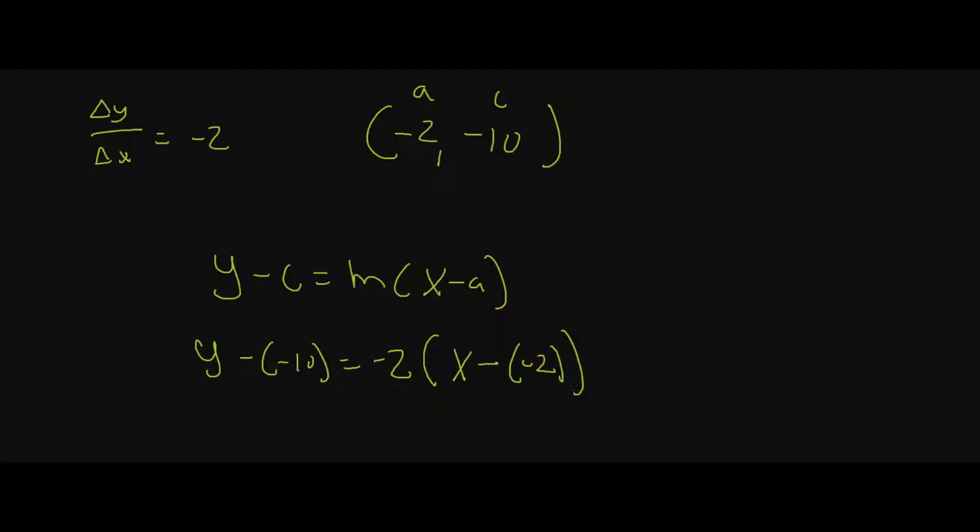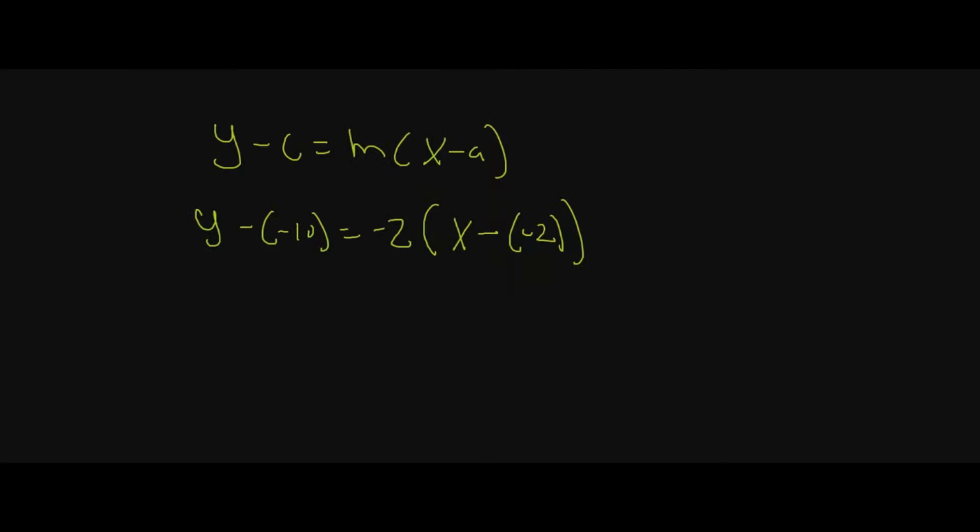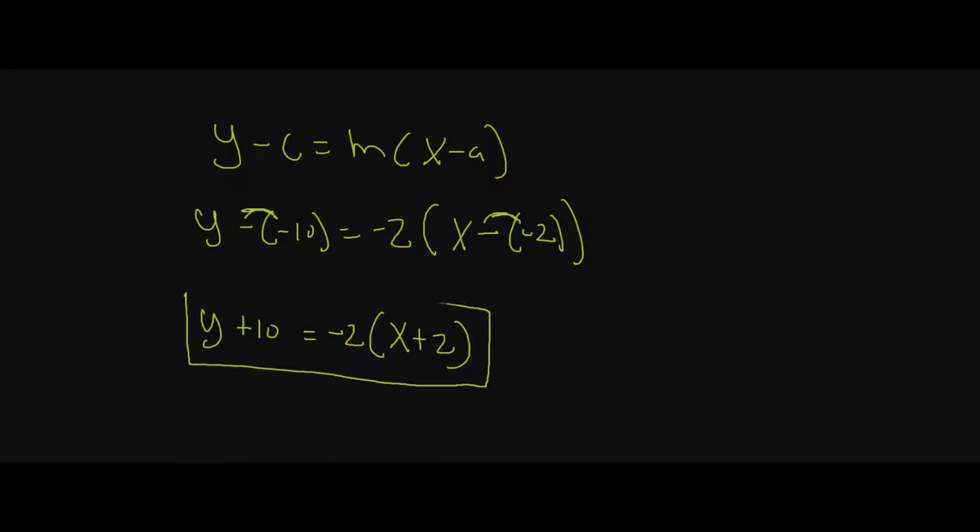-2. All right, and if we go to complete this problem here, negative times a negative is a positive. So we're going to get y plus 10 equals, right here, negative times a negative, positive, and then over here, -2, and then we're going to get x, well, negative times a negative is a positive, so it's plus 2. And this is my point slope formula, okay?